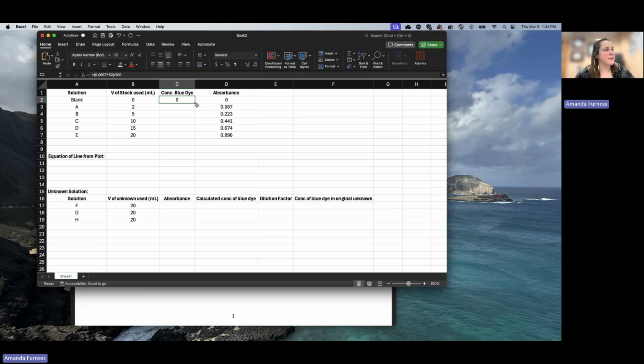Then what I can do to make my life easy is use this little green square in the corner here. If I highlight this and now I have this black plus, if I double click, it will now calculate the concentration of these dilute samples for me. If you highlight any of these cells, you'll see up at the top here that the formula is changing to account for the specific volume that was added. So now I have the concentrations of my blue dye. This would be the concentration that I had in each of the individual 200 milliliter volumetric flasks.